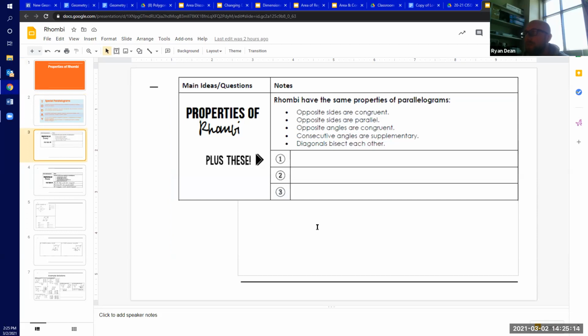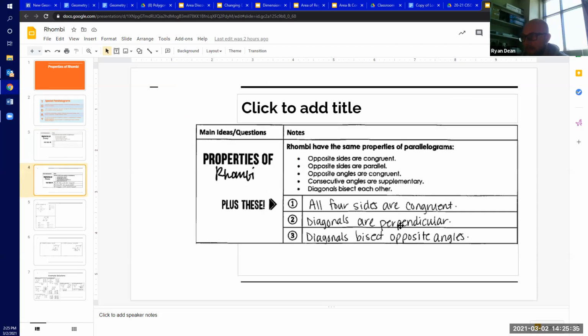So with the rhombus, we have every single property of parallelograms that are going to be the same. So we have opposite sides that are congruent and parallel. We have opposite angles that are congruent. Consecutive angles are supplementary. Diagonals bisect each other. And then we have three more that we're going to introduce specifically just for the rhombi.